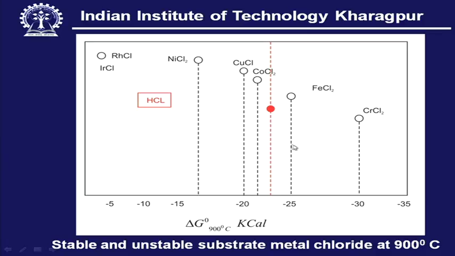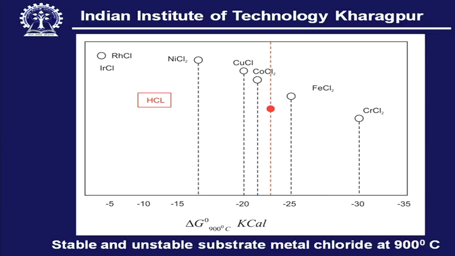It means simply that the chlorides on the right hand side, for example ferrous chloride and chromium chloride, the chloride of iron and the chloride of chromium, are going to be more stable than HCl, whereas the chlorides of cobalt, copper, nickel and all these elements on the right hand side have a less negative value for delta G 0 at 900. So, from this it appears these are all less stable. This diagram gives us a clear indication that if we like to deposit molybdenum on steel or some alloy containing chromium, then we may not expect a well adherent molybdenum coating.